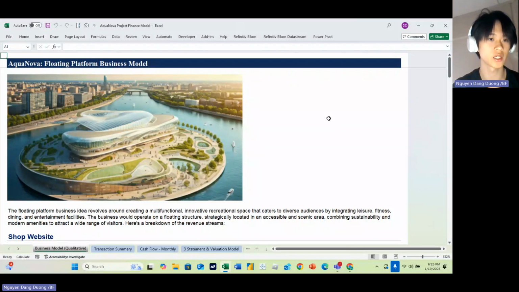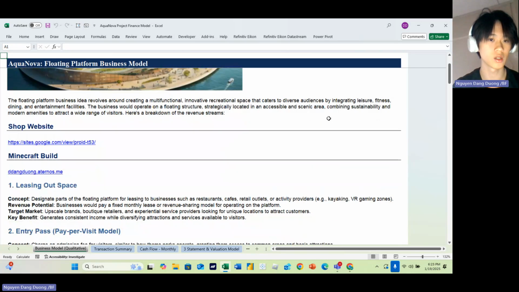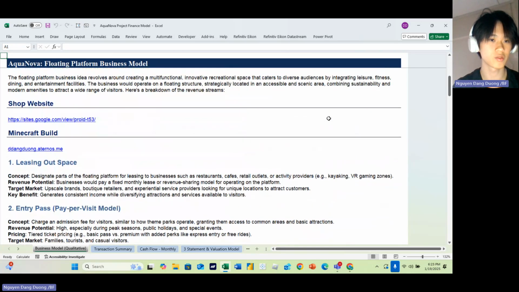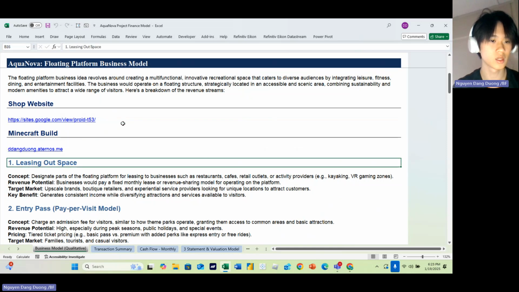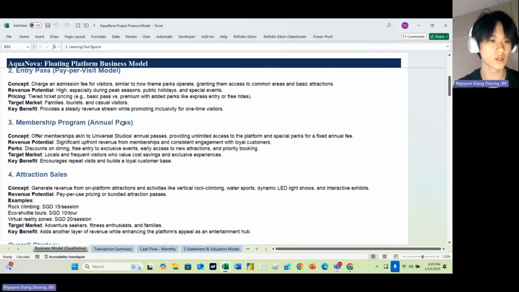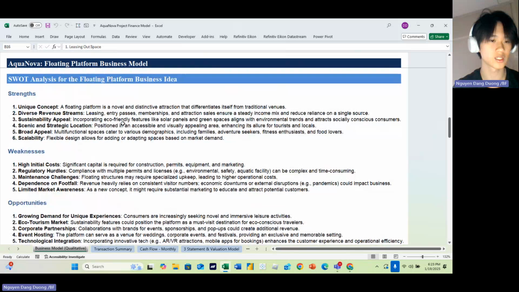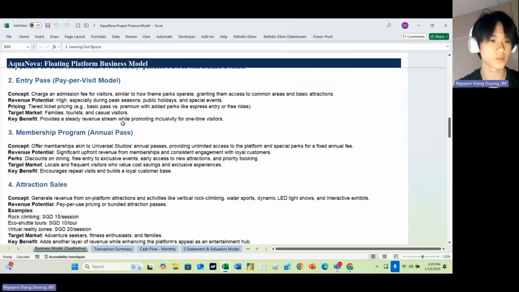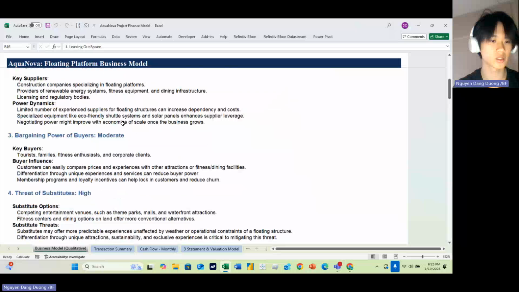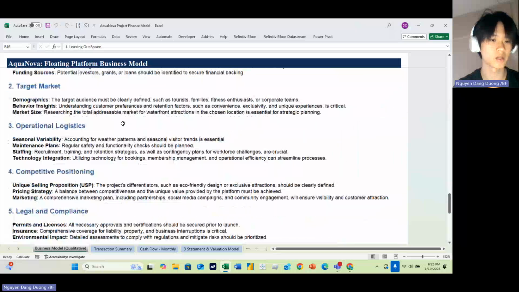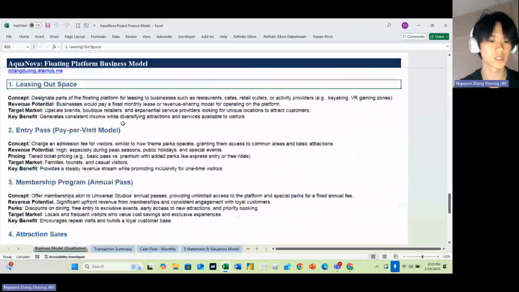Hi, so this is my contribution for the AquaNova Bob the Builder's Pro ID project. This is the report where we talk about the business model of AquaNova, the shop website link, the Minecraft build, a server, and all the descriptions like the SWOT analysis, the revenue build, and the Porter's five forces and other factors to note about this business.